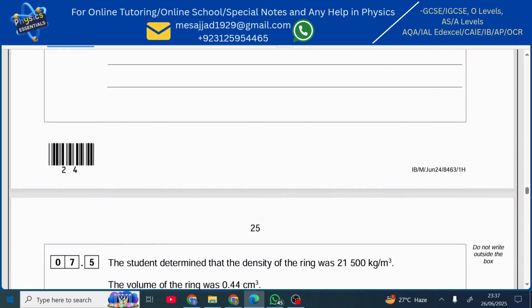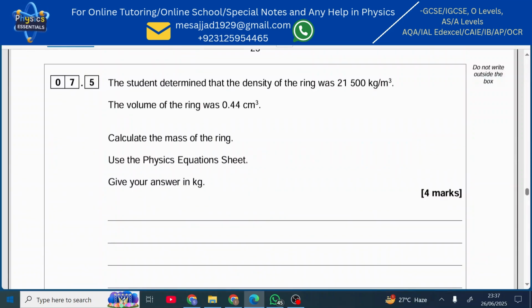Okay, 7.5. The student determined the density of the ring was 21,500 kilograms per cubic meter. The volume of the ring was 0.44 cubic centimeters. Calculate the mass of the ring and use the physics equation sheet. Give your answer in kg.